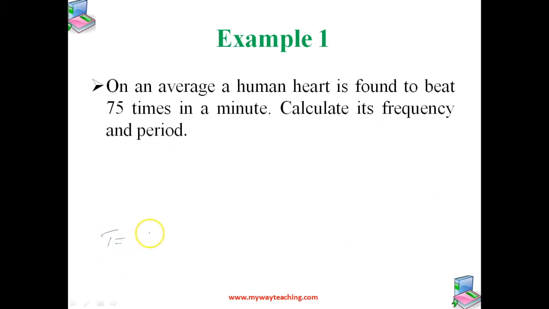And the time period T is the reciprocal of the frequency, isn't it? Which gives an answer of 0.8 seconds. So it's a very simple problem. We can solve it very easily.